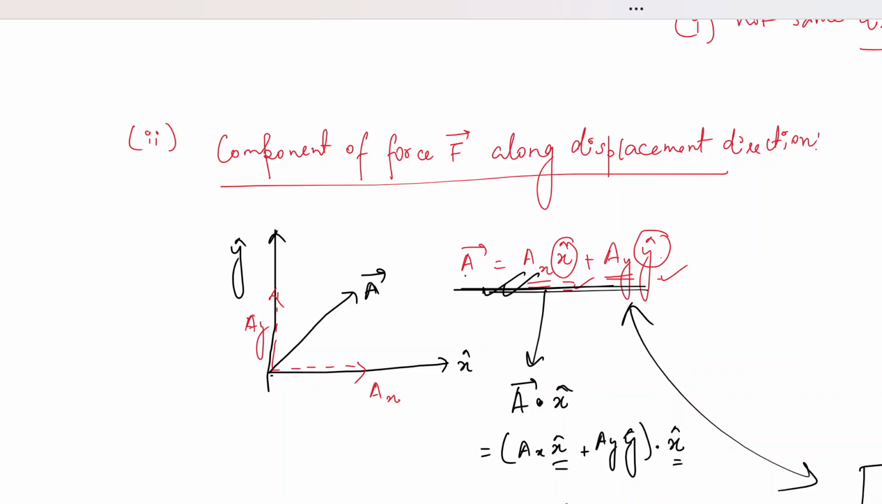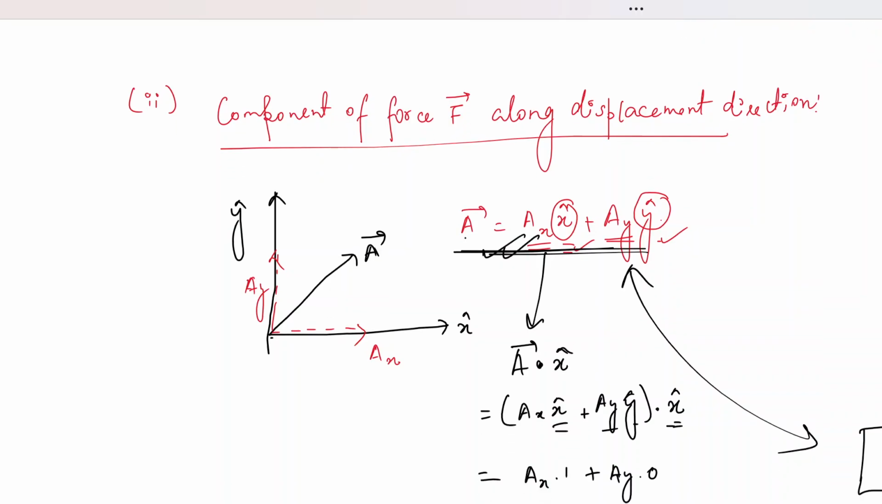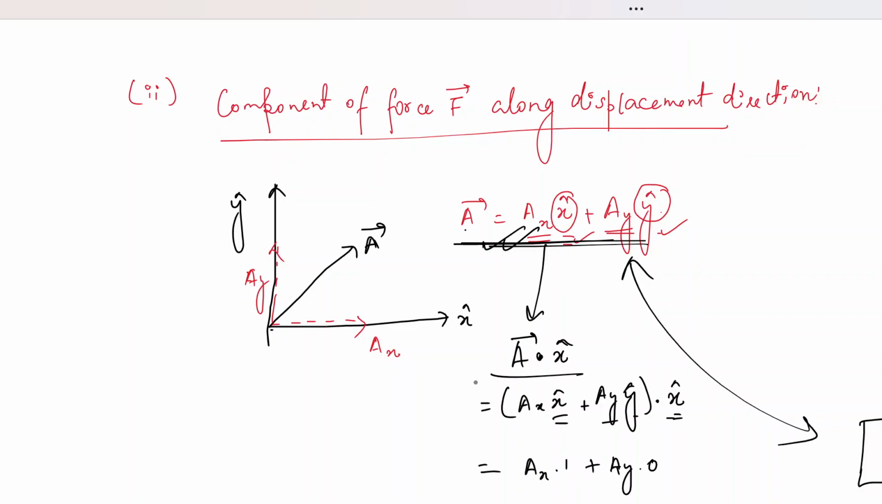So this is ax times 1, right? But y cap dot x cap is 0, as I already told you. So you are only getting ax. So very simply, from this simple expression, you have found that if you take a vector A with a dot product with x cap, you get the component of A along x cap, which is denoted by ax.